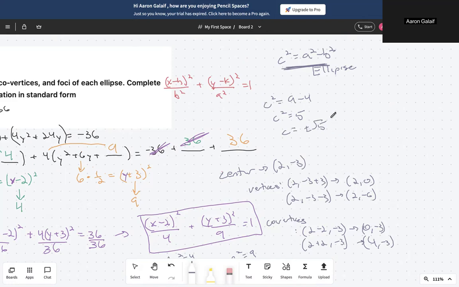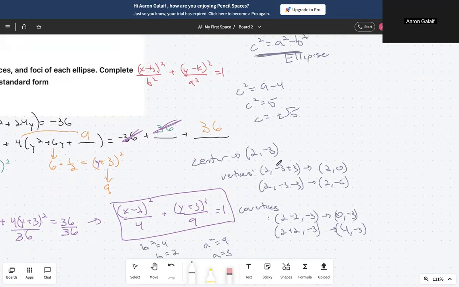All right, so that means we're going to take that distance from the center value, and it's going to change on the y's because the y is the major. So again, we take our center, and we're going to write foci. The x values will not change, so we'll write 2 of these down. And then the y values are going to change by a plus root 5 and a negative root 5. So there you go. That's the foci.